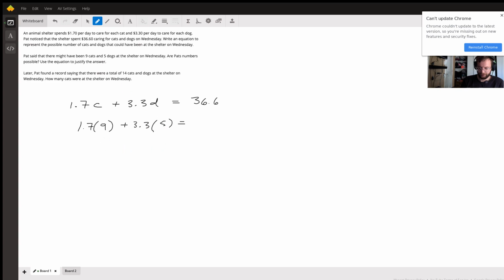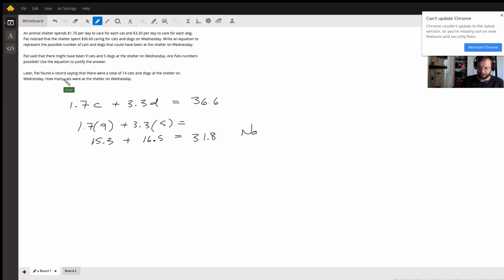1.7 times 9, made a mistake right there. 1.7 times 9 is equal to 15.3. And we take 3.3 times 5, and that's equal to 16.5. And if we add both of those together, we're going to get $31.80. So those numbers are not correct. So that would be no.